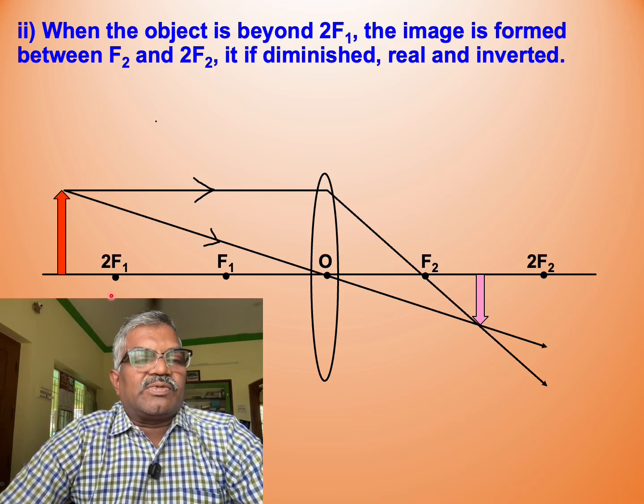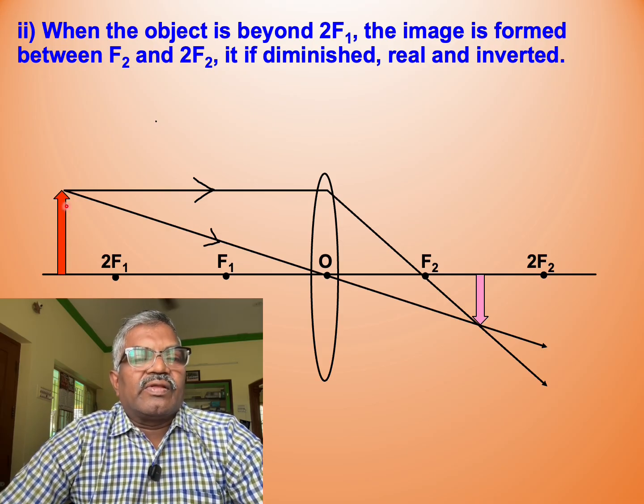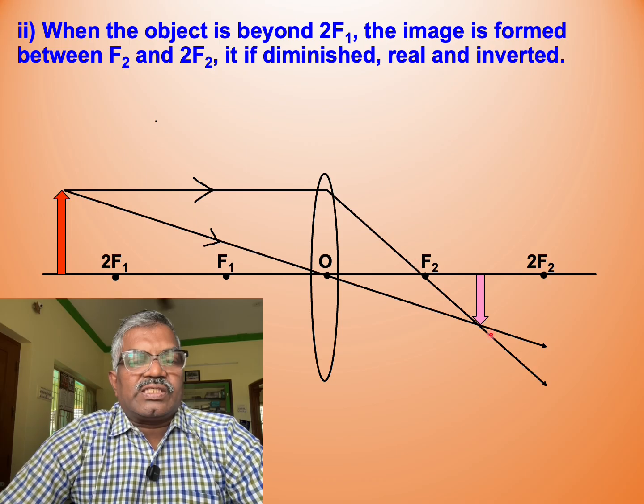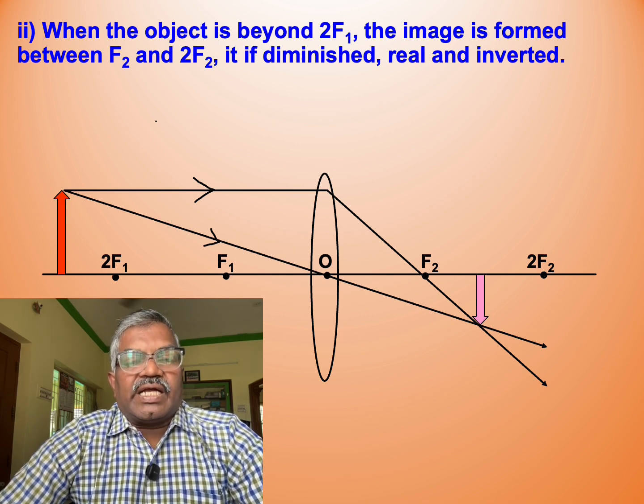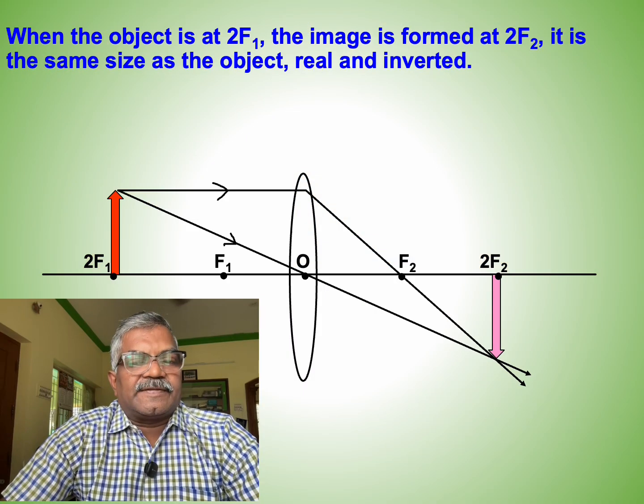Now, the second position of the object is placed beyond 2F. Here the first ray is parallel to the principal axis. After refraction it will pass through the focus. The second ray will pass through the optical center without any deviation. At the meeting point you can get the image. The image is formed between F and 2F. It is a real, inverted and diminished image. Diminished means it is smaller than the object.